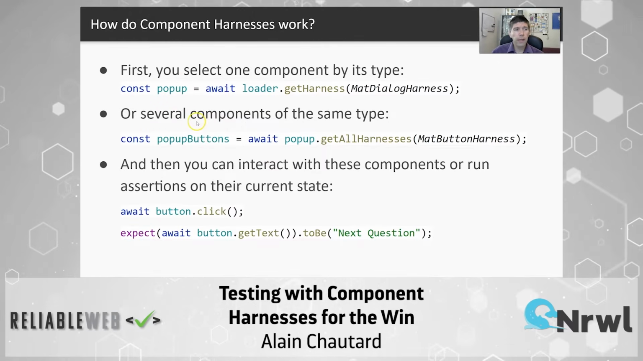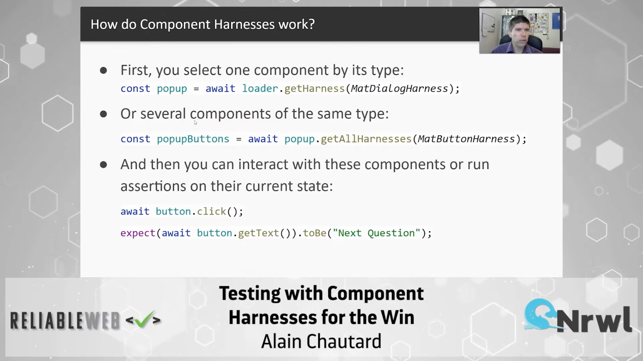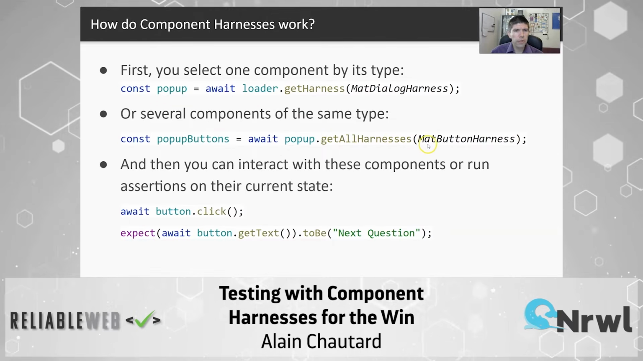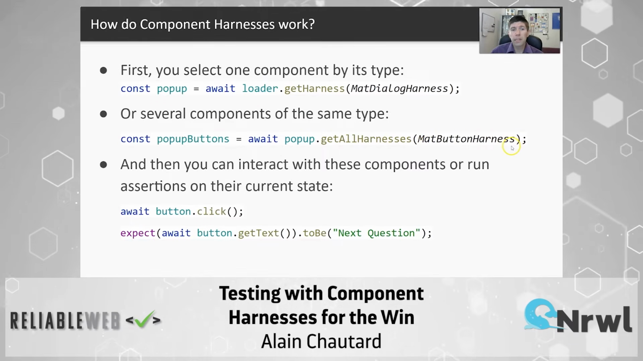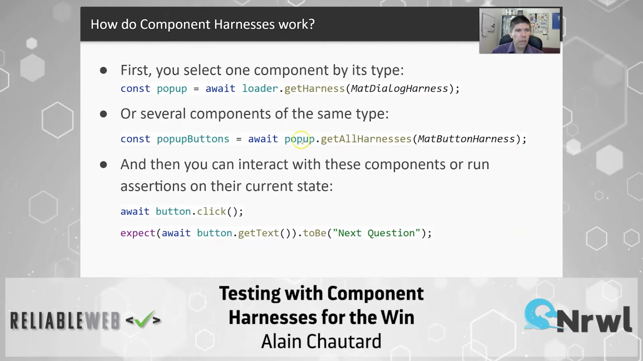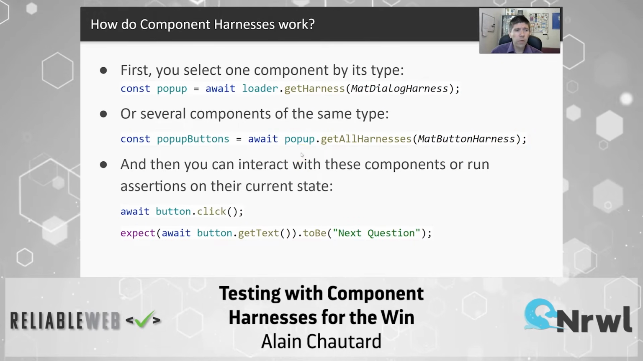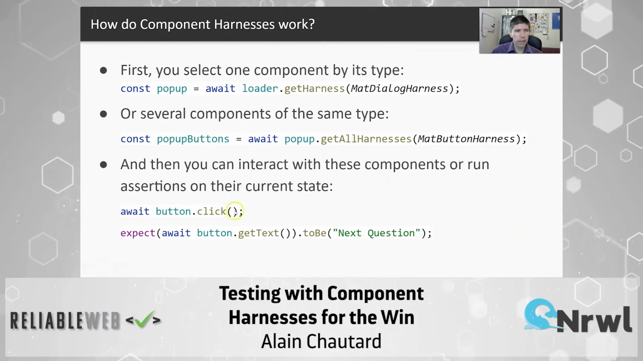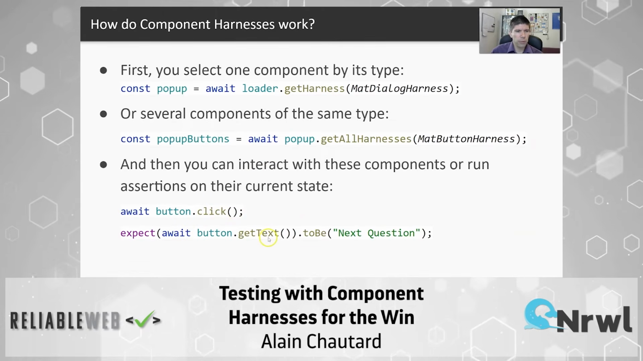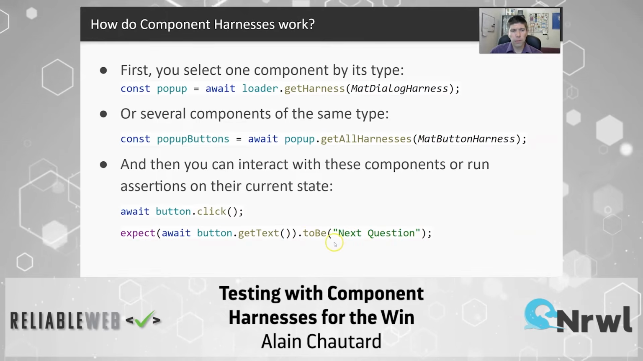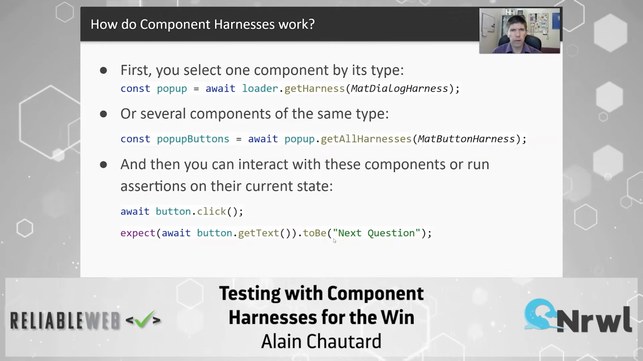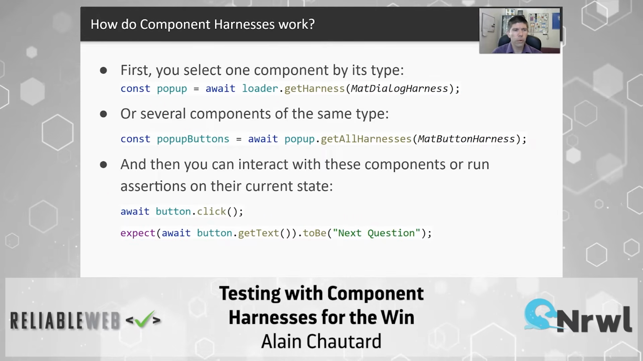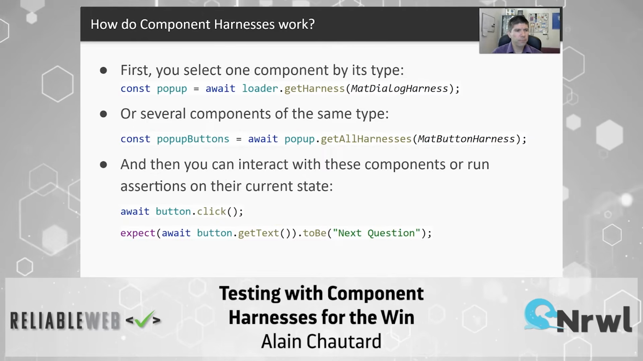And we can also apply that same idea to select several components, not just one. So here, popup.getAllHarnesses with a component type of MatButtonHarness. So this would select all of the buttons inside that popup component. And once we have done that, we can interact with these components. So I can click on a button, I can get the text of a button, check what the text of the button is, and basically run my unit test just like we are used to already with React, Angular, Vue, or any other framework or JavaScript.